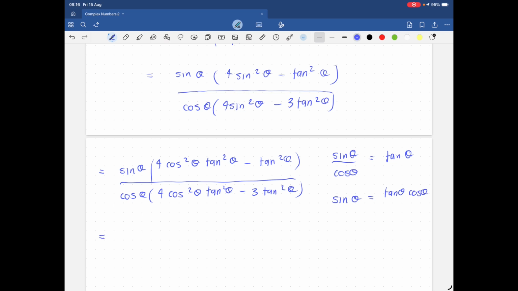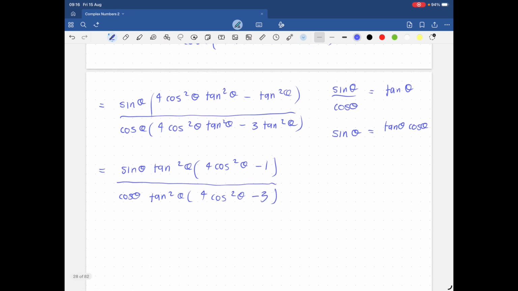And then if we take out a tan squared theta, we've got sine theta tan squared theta over 4 cos squared theta minus 1, over cos theta tan squared theta, 4 cos squared theta minus 3. Now we're getting somewhere because I can cancel the tan squared and I can cancel the sine and cos potentially to become tan. I might just straight up cancel these tans, and I might use another identity, and it's the fact that sec is 1 on cos.